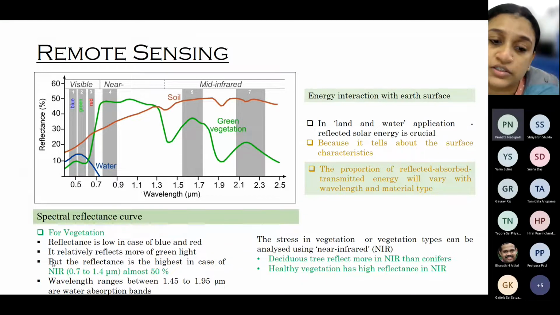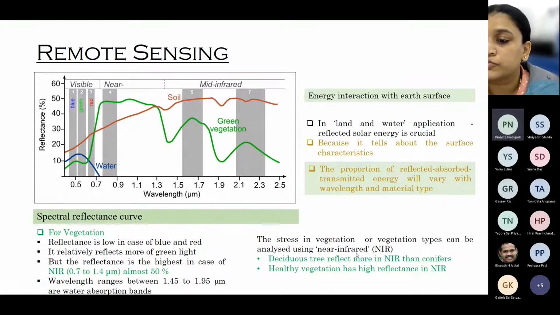So we first try to understand vegetation. For vegetation, the reflectance is very low in blue and red, because the chlorophyll present absorbs more of the blue and red light. So it reflects more in the NIR region. When assessing the state or character of vegetation, we may try to include the NIR band for enhanced identification.